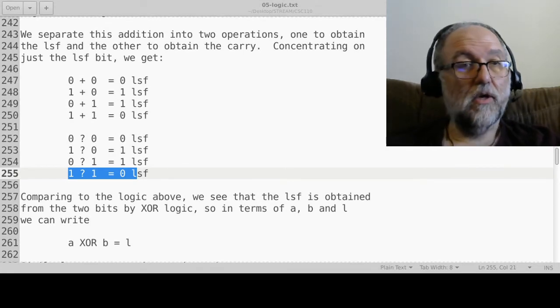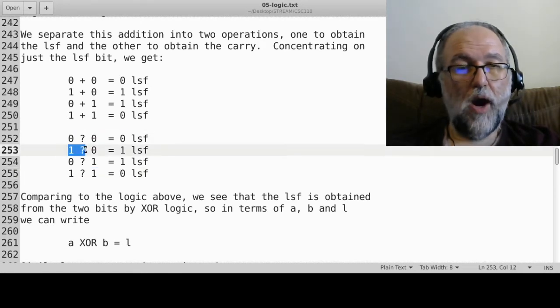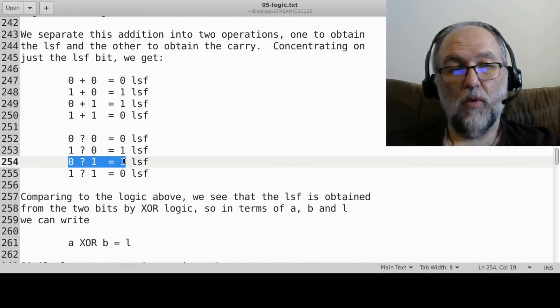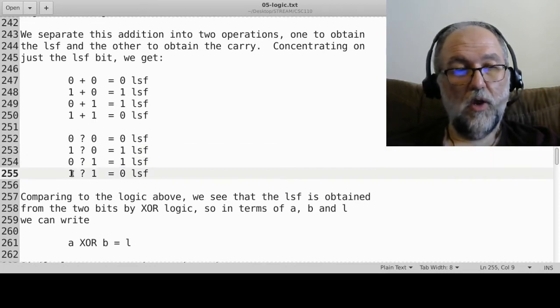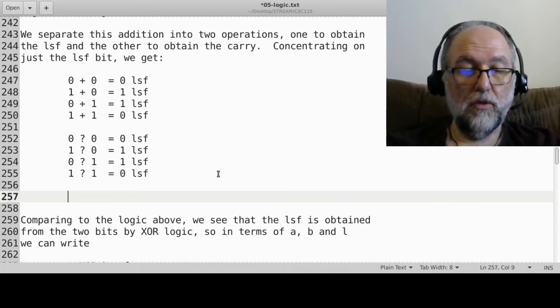Let's see if it is. 0 exclusive OR 0 is 0. That works. 1 exclusive OR 0 is 1. That works. 0 exclusive OR 1 is 1. That works. 1 exclusive OR 1 is 0. That works. So you conclude that the question mark must be the exclusive OR.